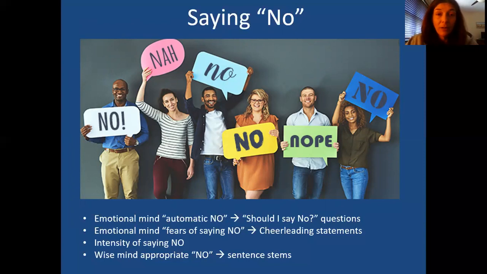So then another kind of emotional mind we might experience is a fear of saying no. In certain circumstances, we might be afraid of disappointing somebody or having the person angry at us if we don't do what they're asking us to do.